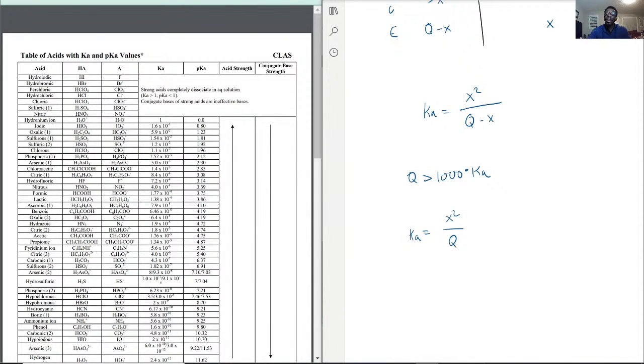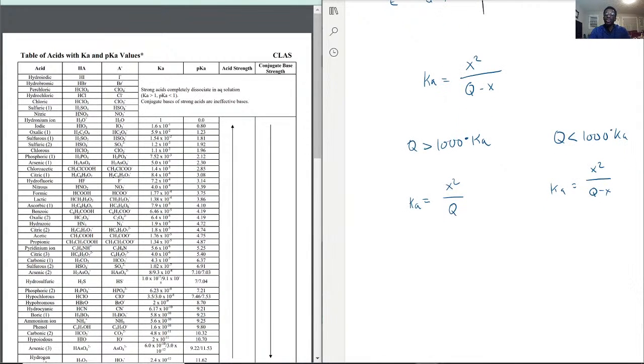But on the flip side, unfortunately, if Q was less than 1,000 times Ka, it means that it does dissociate quite a bit, enough to where you have to factor it in, and you end up still with this formula: Ka is equal to X squared over Q minus X. So to solve for X in the easier one, that's what we're going to start with.